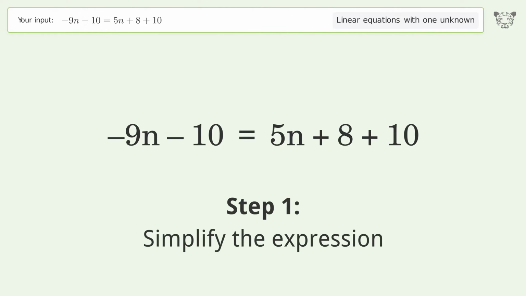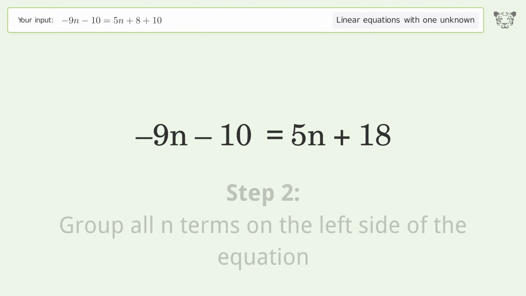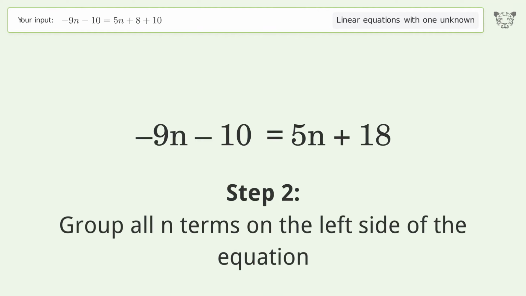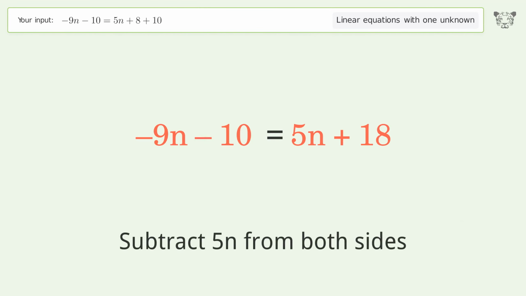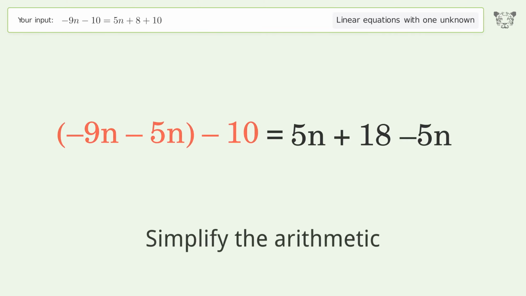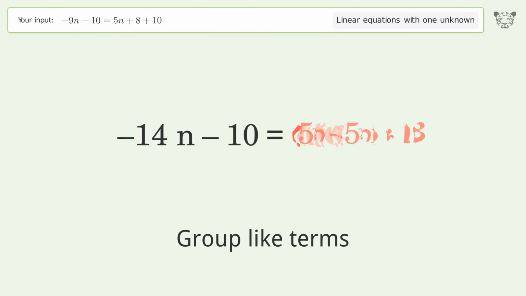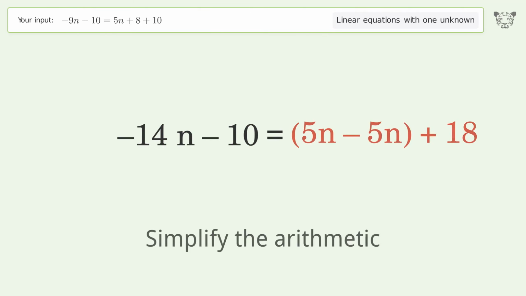Simplify the expression. Simplify the arithmetic. Group all n terms on the left side of the equation. Subtract 5n from both sides. Group like terms. Simplify the arithmetic. Group like terms. Simplify the arithmetic.